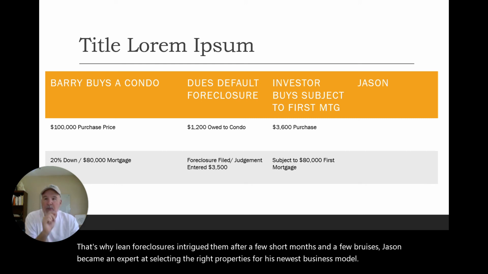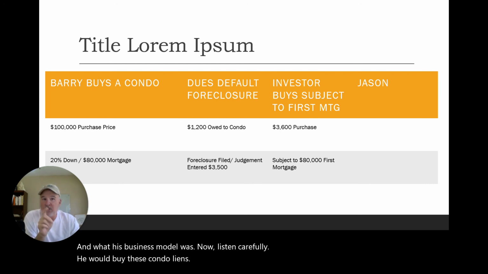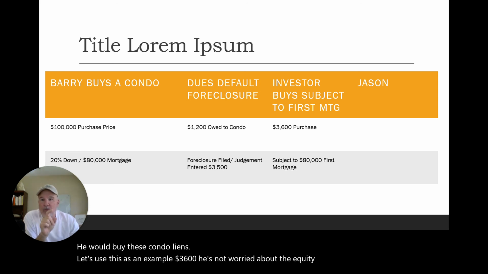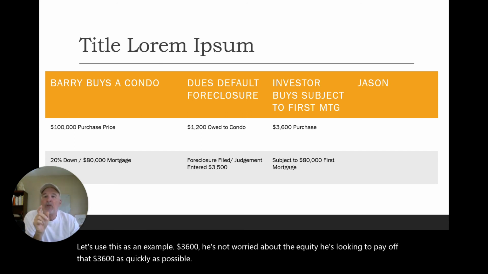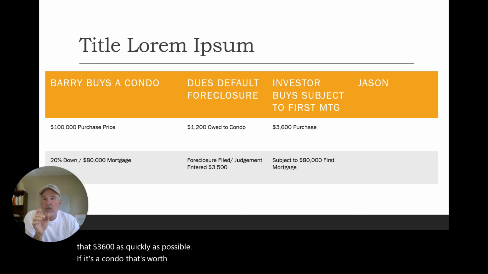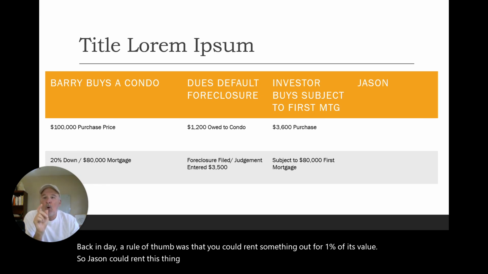And what his business model was, now listen carefully. He would buy these condo liens. Let's use this as an example, $3,600. He's not worried about the equity. He's looking to pay off that $3,600 as quickly as possible. So if it's a condo that's worth $100,000, back in the day, our rule of thumb was that you can rent something out for 1% of its value. So Jason could rent this thing out for $1,000.